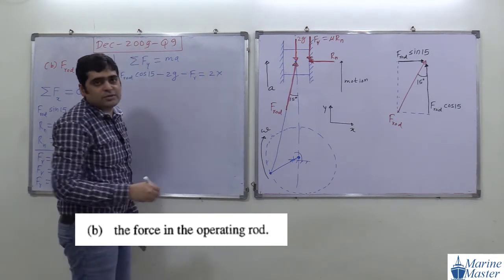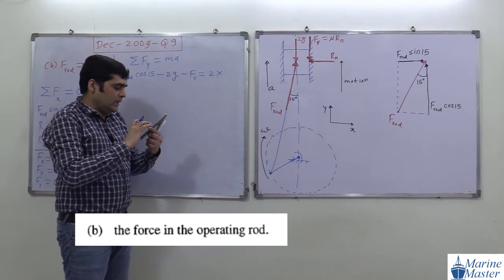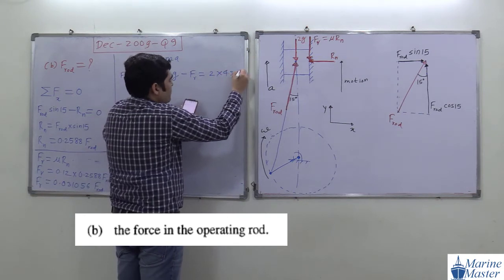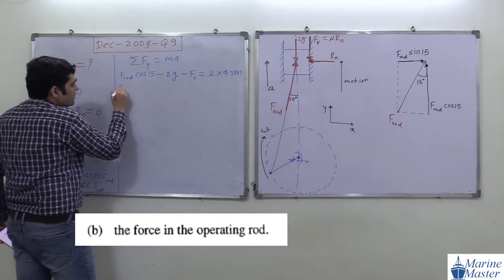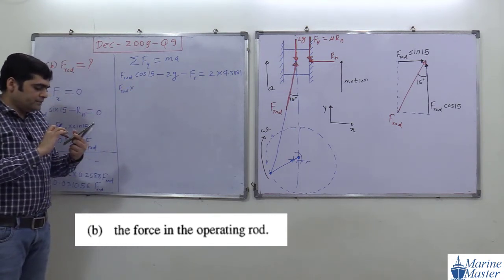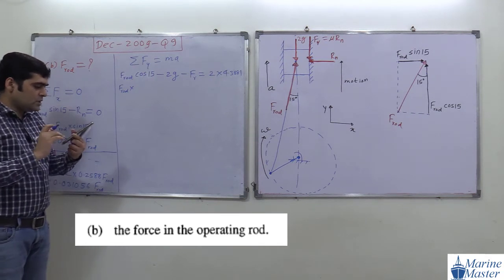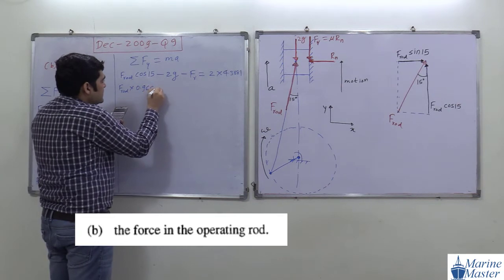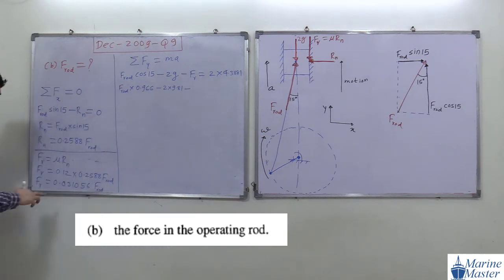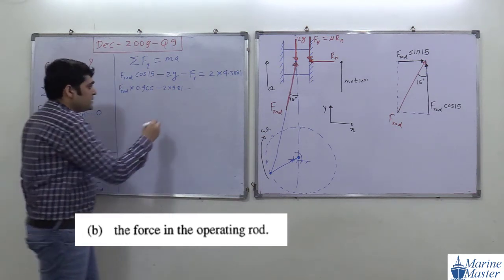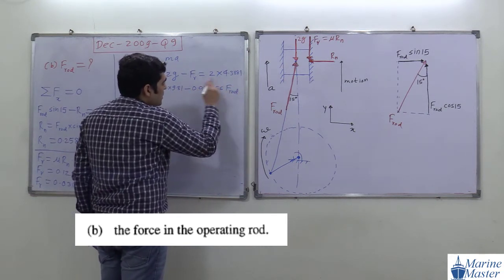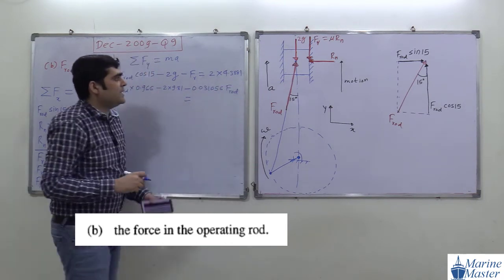is equal to mass, which is 2, times acceleration. We calculated the acceleration before: 4.3881. So F rod cos 15, and cos 15 will be 0.966, minus 2 into g, 9.81, minus Fr, which is 0.031056 F rod.